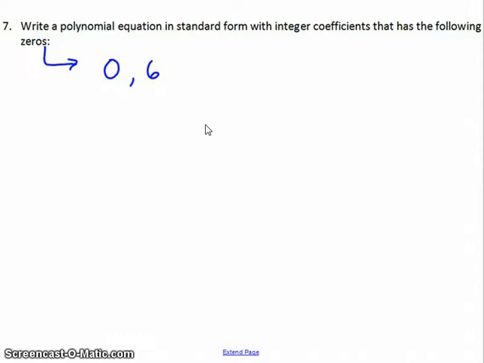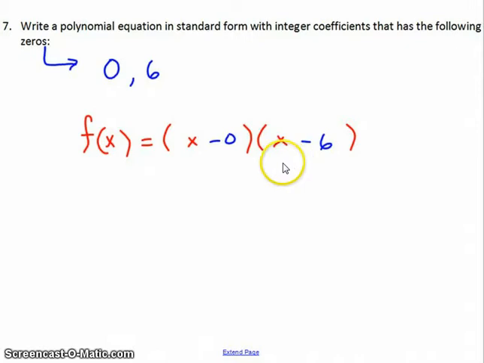Well, if I'm going to make a polynomial equation out of that, I could say y equals, or f of x equals, and I'm going to have two zeros, right? x and something in one set of parens, and x and something else in another set of parens. And I simply plug in minus 0 for that and minus 6. Remember, when it's paired together in a binomial with x, those zeros change their signs, so don't forget that.